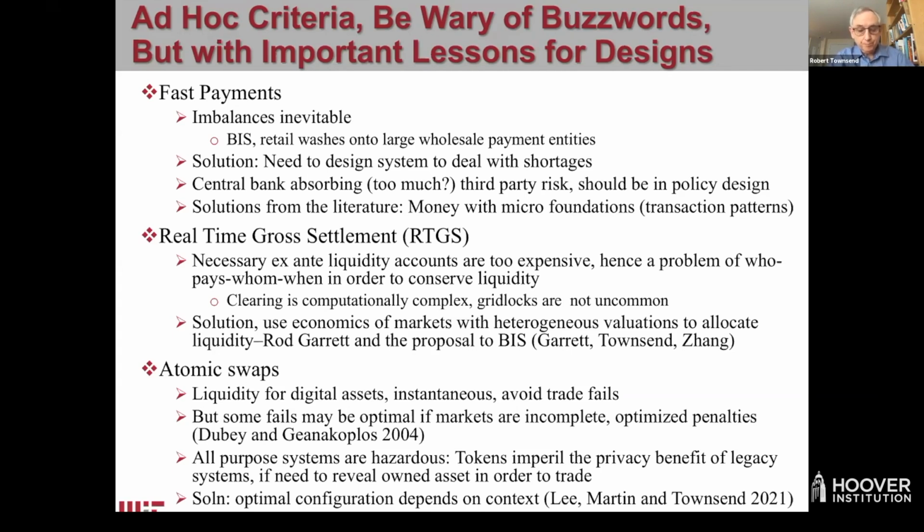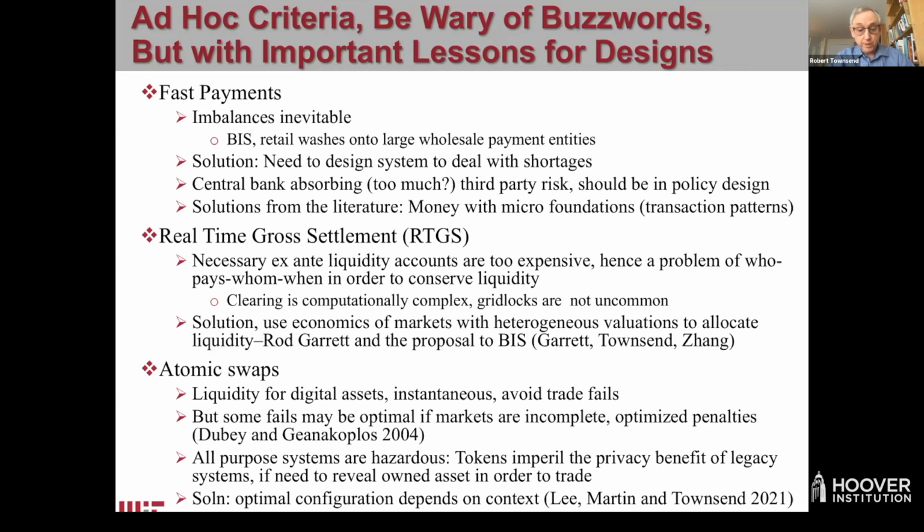Atomic swaps, where liquidity is exchanged for a digital asset instantaneously. It avoids fails because nothing happens till both parties agree, and the transfer is instantaneous. However, fails may actually be optimal if markets are incomplete. And this goes back to some work of Dubé and Giannakopoulos and some articles in Finance, which I haven't cited on the slide. So the problem here is designing an all-purpose system.